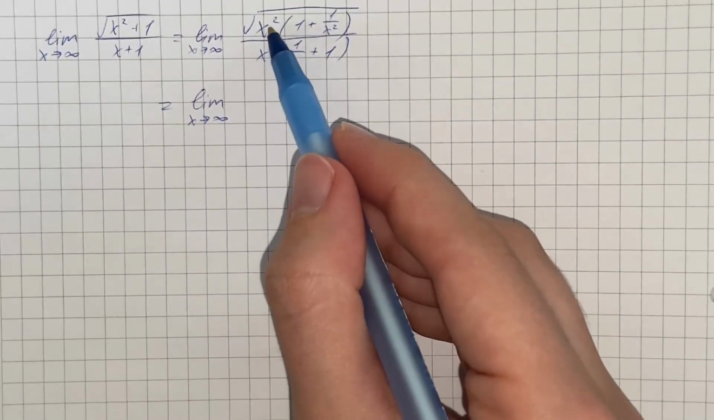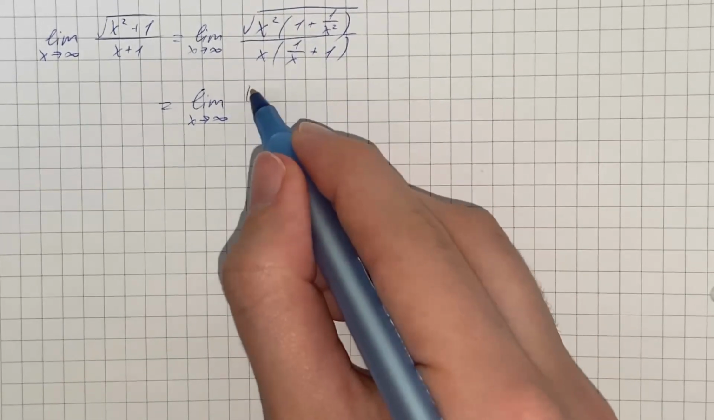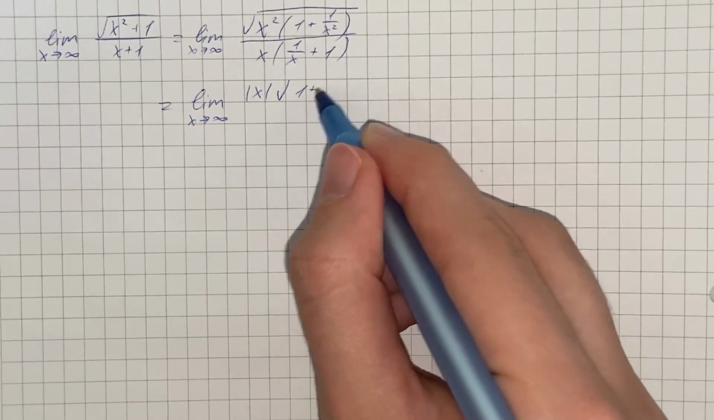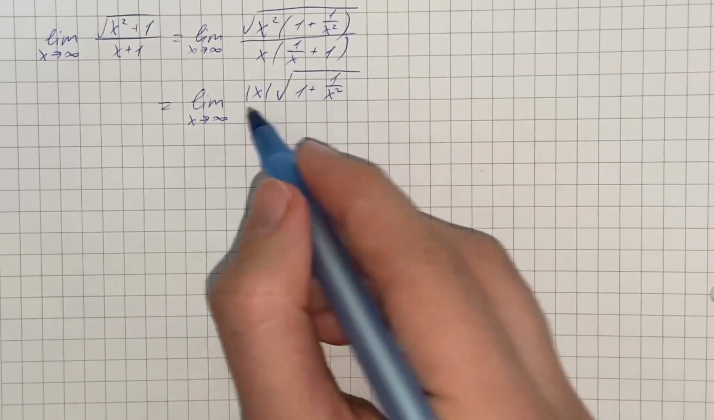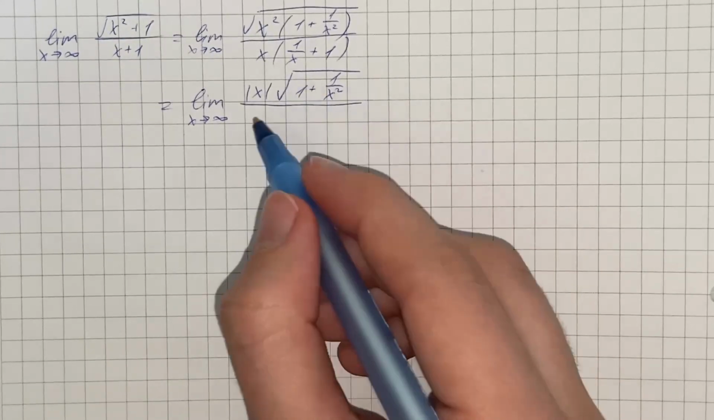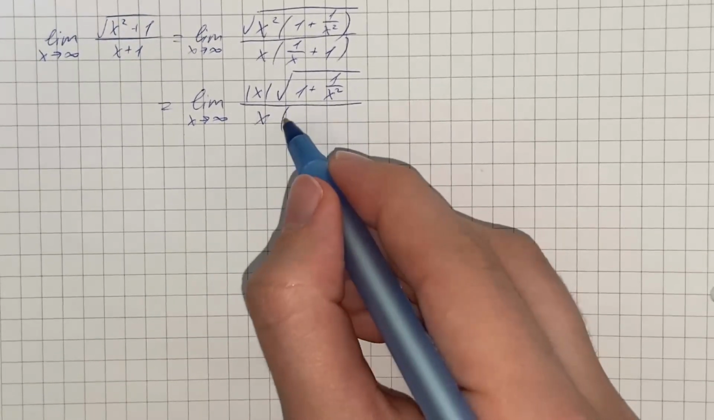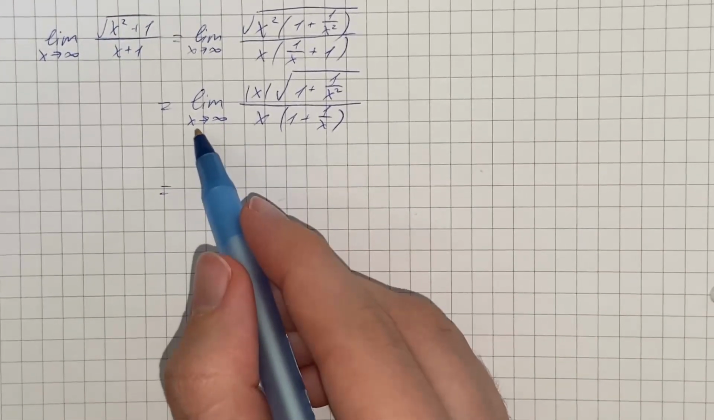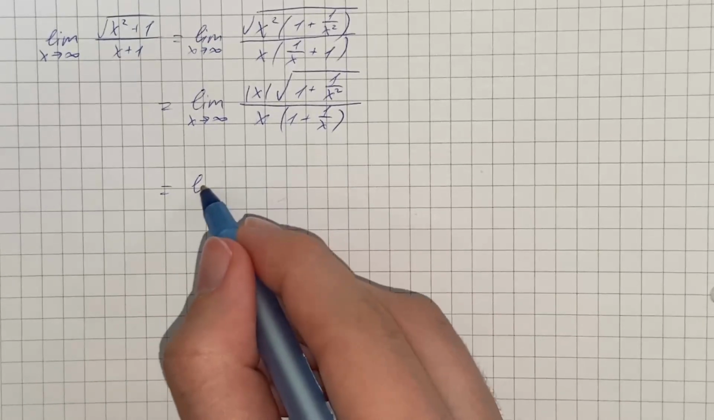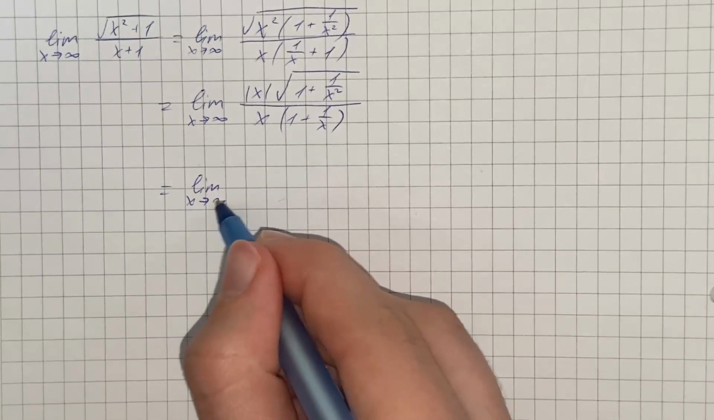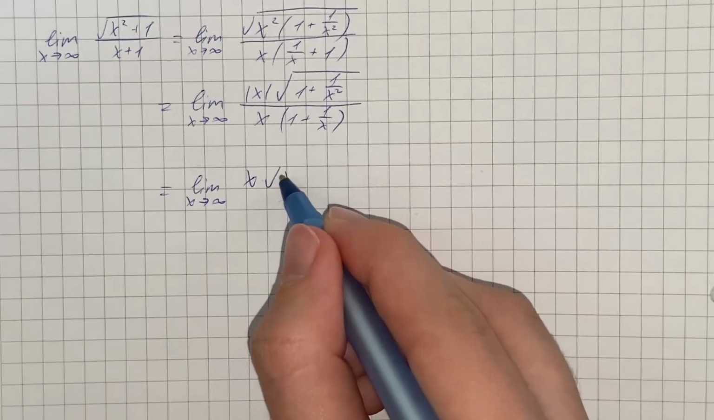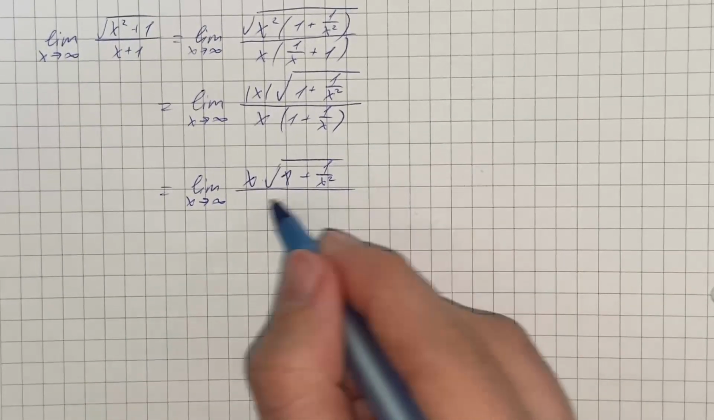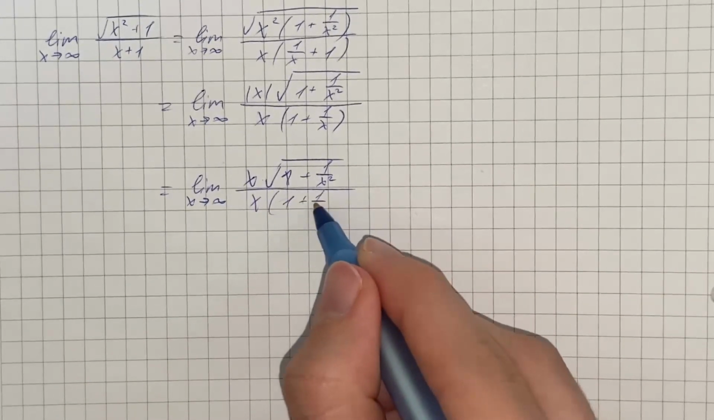When we take out x squared out of the root, we get absolute value of x, multiplied by square root of 1 plus 1 over x squared. And in the denominator, we have x times 1 plus 1 over x. So as x tends to infinity, the absolute value of x equals x, so we get x times square root of 1 plus 1 over x squared, over x times 1 plus 1 over x.